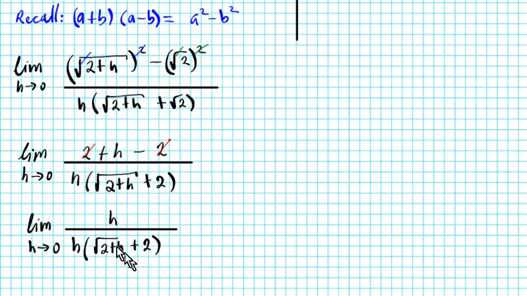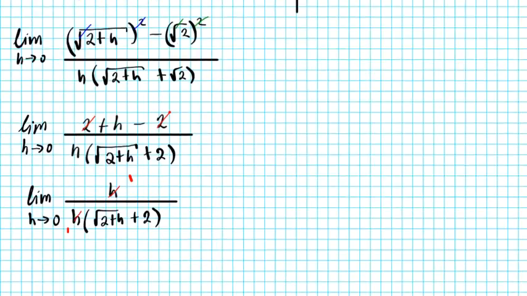Now, these two h's divide out, and you're left with the limit as h approaches 0 of 1 divided by the square root of 2 plus h plus, I left out the root 2 here, plus root 2, like that. Okay.